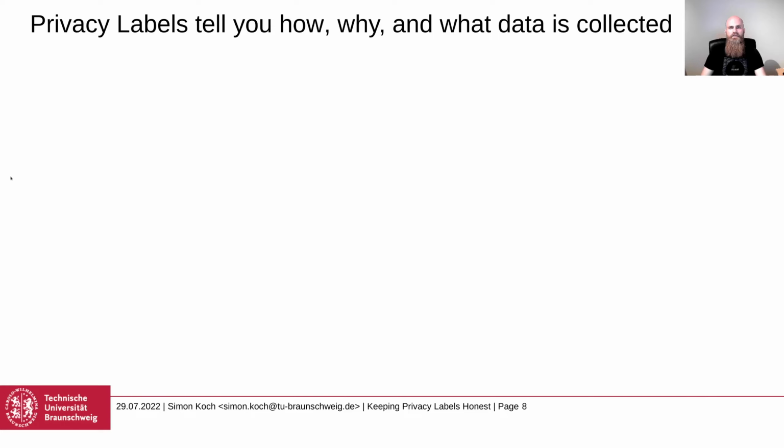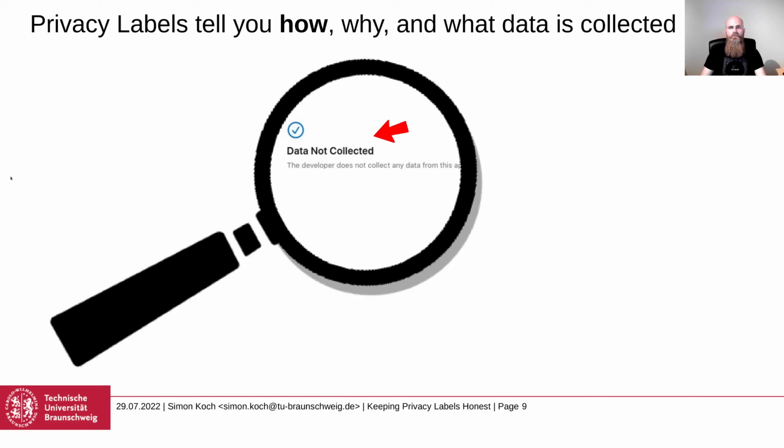The how explains how the data is later on used. The why details the purpose, and the what details the data that is collected. So on the how, you can, for example, have data not collected, meaning that the app will not collect any data while you're using it. The privacy label can have a section on data that is used to track you. This data will later on be linked up with third-party data.